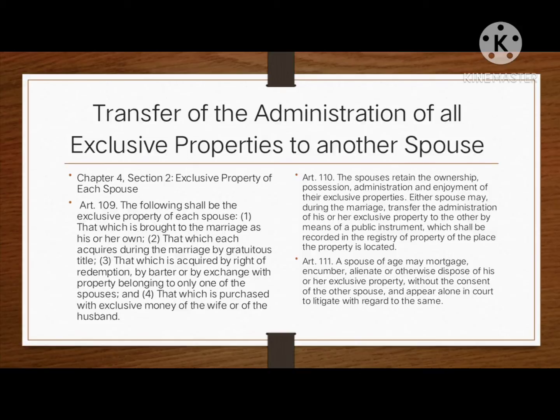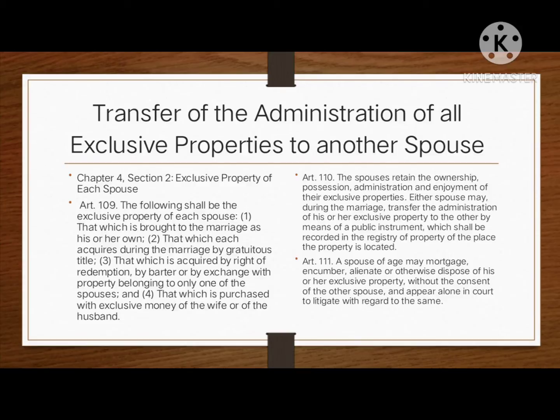The spouses retain the ownership, possession, administration, and enjoyment of their exclusive properties. Either spouse may, during the marriage, transfer the administration of his or her exclusive property to the other by means of a public instrument which shall be recorded in the registry of property of the place the property is located. So the spouse has his own right over the ownership of his or her property.